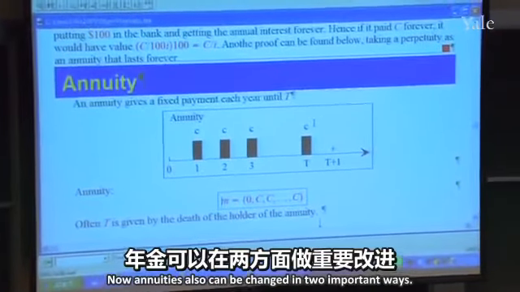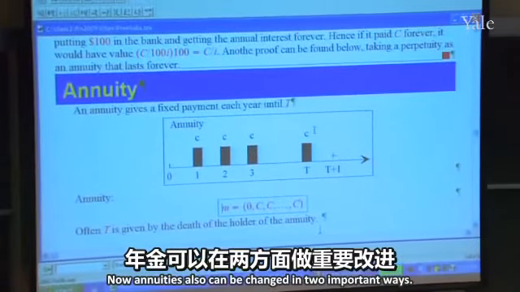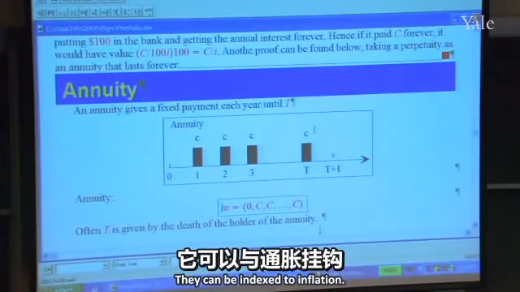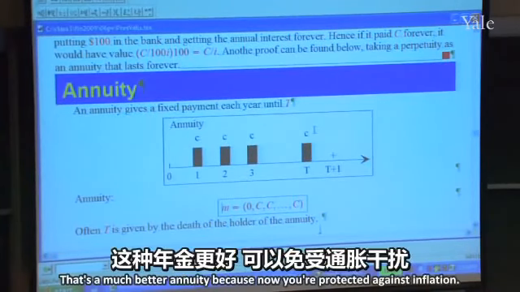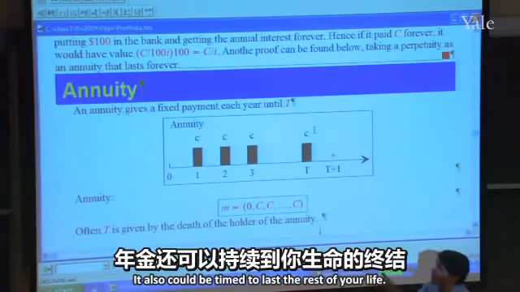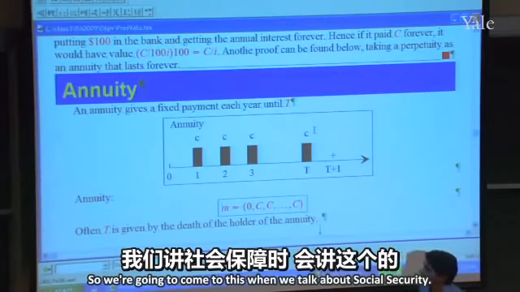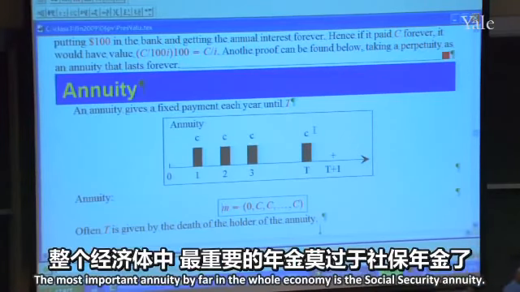Now, annuities also can be changed in two important ways. They can be indexed to inflation. That's a much better annuity because now you're protected against inflation. It also could be timed to last the rest of your life. So we're going to come to this when we talk about Social Security. The most important annuity by far in the whole economy is the Social Security annuity.